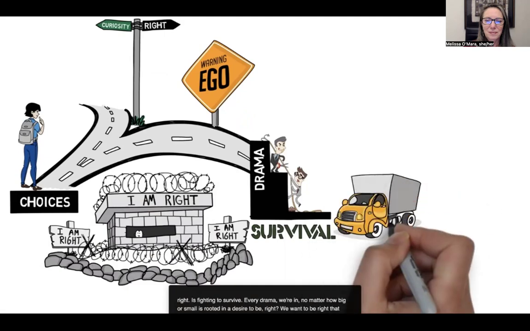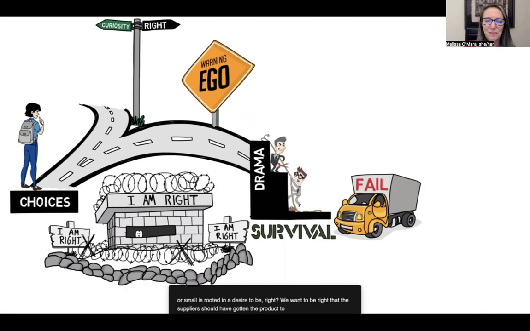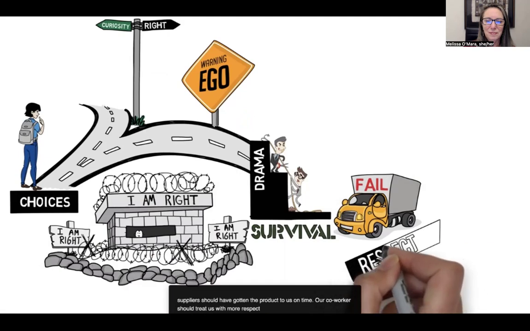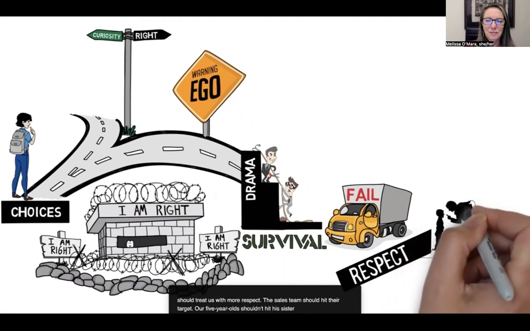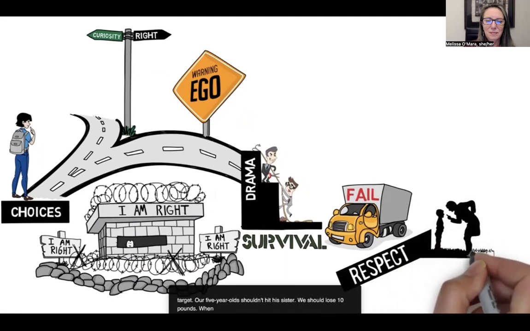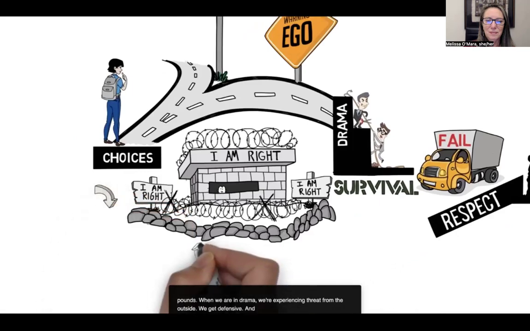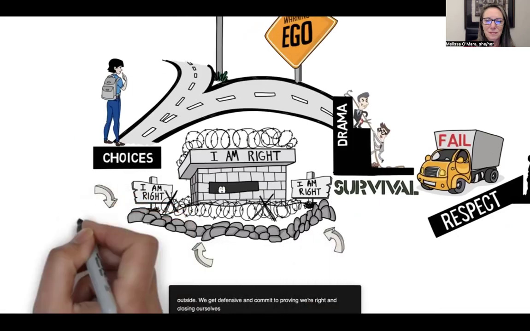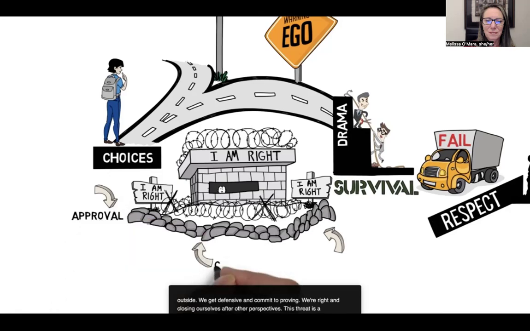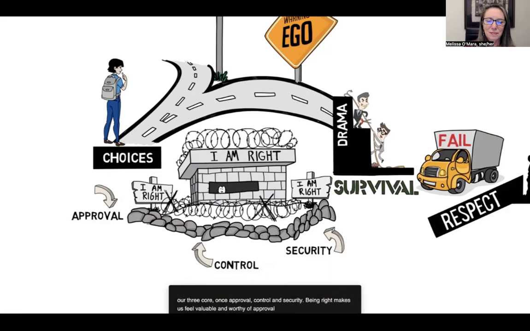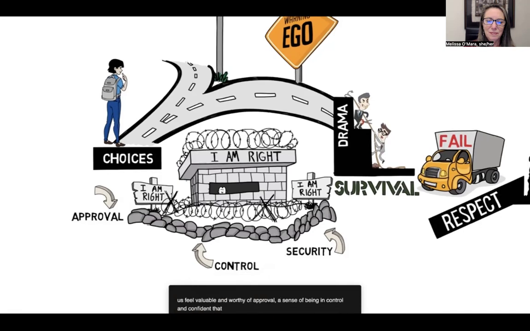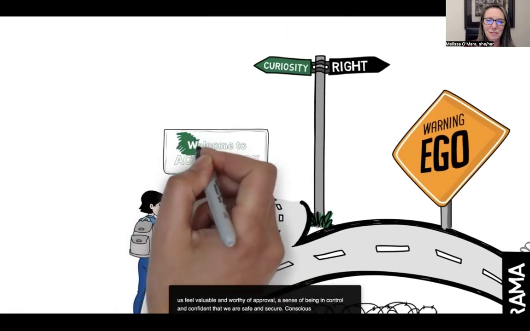We want to be right that the supplier should have gotten the product to us on time. Our co-workers should treat us with more respect. The sales team should hit their target. Our 5-year-old shouldn't hit his sister. We should lose 10 pounds. When we are in drama, we're experiencing threat from the outside. We get defensive and commit to proving we're right and closing ourselves off to other perspectives. This threat is a threat to our 3 core wants: approval, control, and security. Being right makes us feel valuable and worthy of approval, a sense of being in control and confident that we are safe and secure. Conscious leaders understand this.